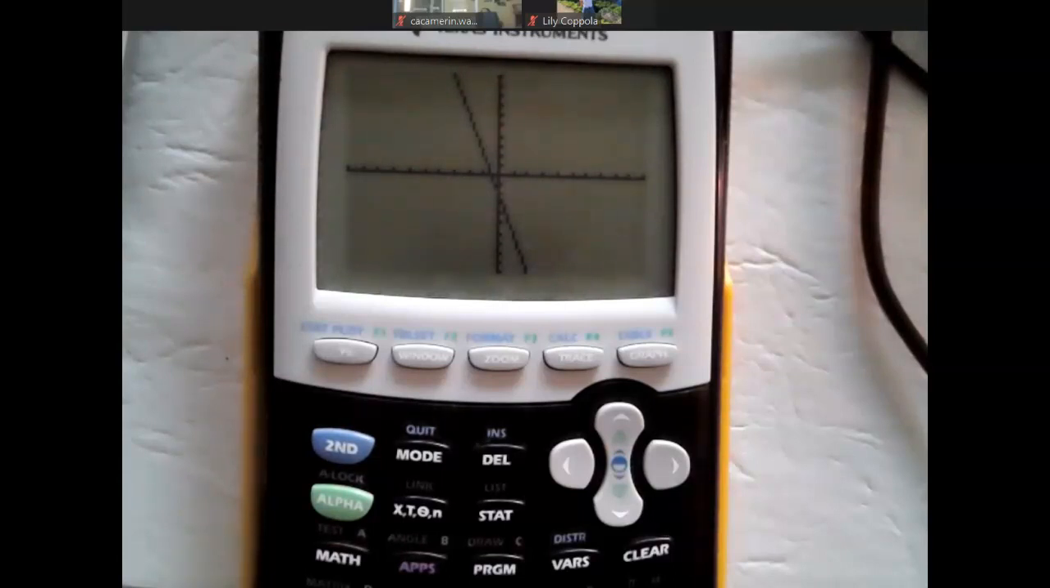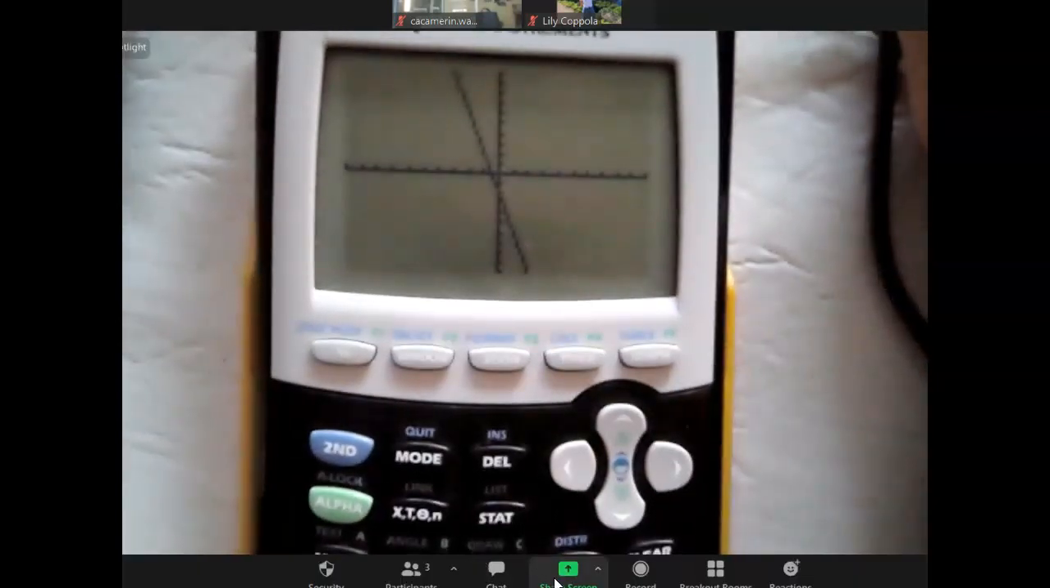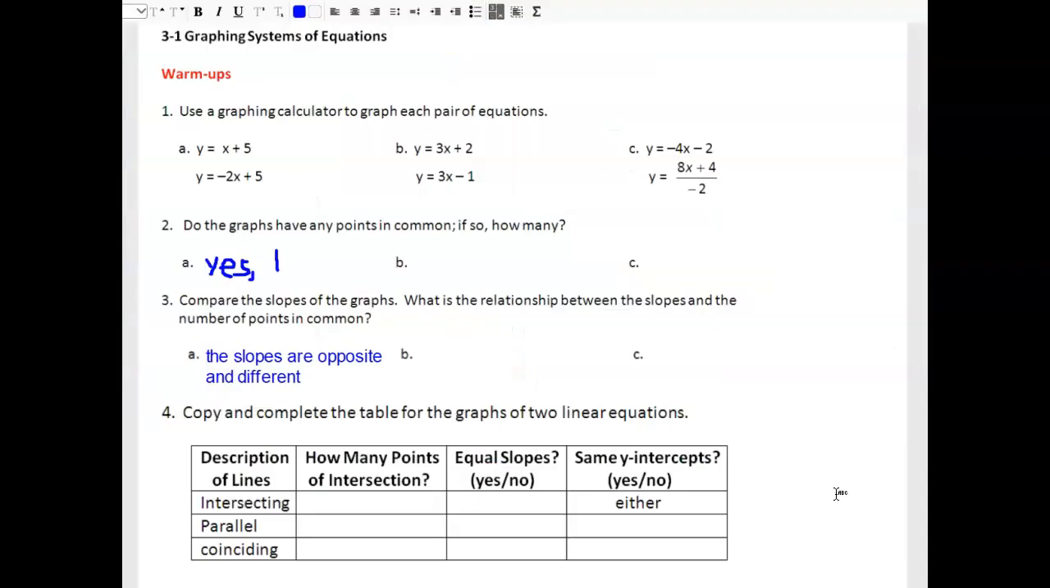Well, the reason that there is only one graph on the page is because these equations are identical. So what that means is, how many points do they have in common? All of them. Compare the slopes of the graphs and the relationship between the slopes and the number of points they have in common. Well, if you simplify the second equation, we see that it is equal to negative 4x minus 2. So the slopes are the same, and they have every point in common.